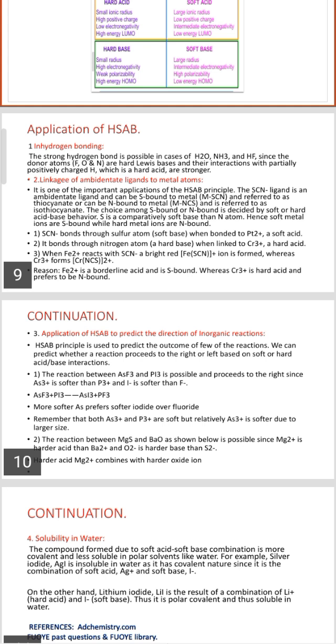You can go through it. You can see thiocyanate bond through the sulfur atom, a soft base, when bonded to platinum 2 ion, a soft acid. Then it bonds through the nitrogen atom, a hard base, when linked to chromium 3, a hard acid. So this is one of the examples. Then you can check the third one, where we have iron and also chromium.